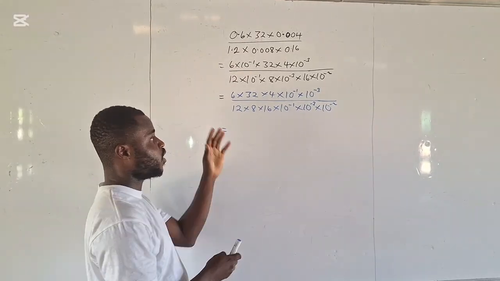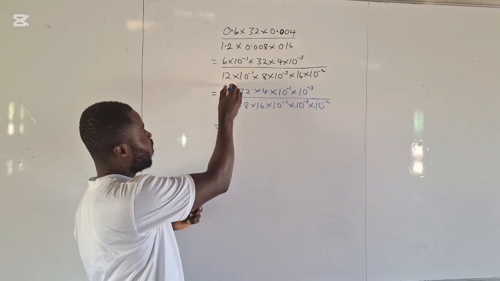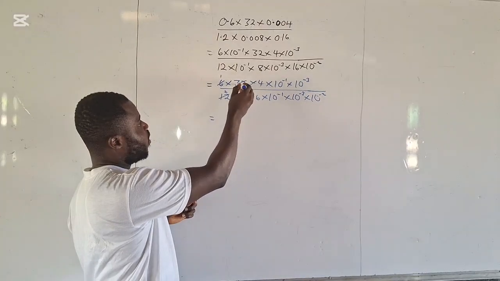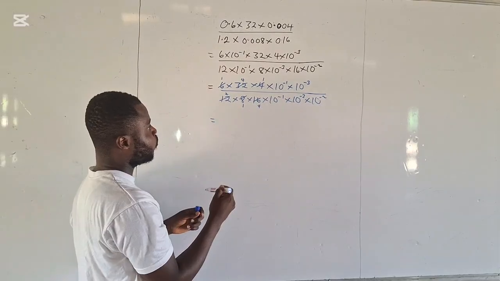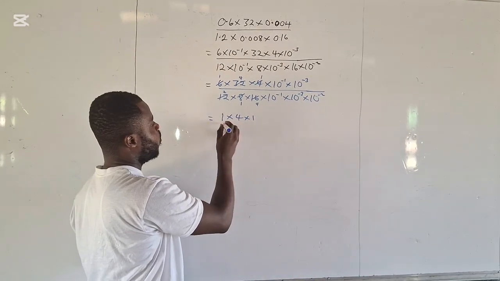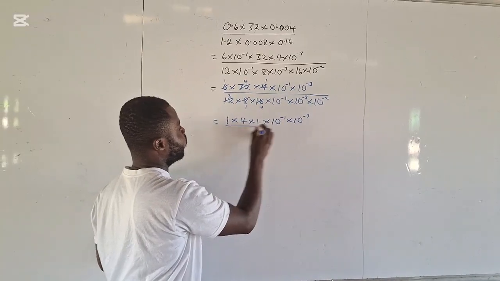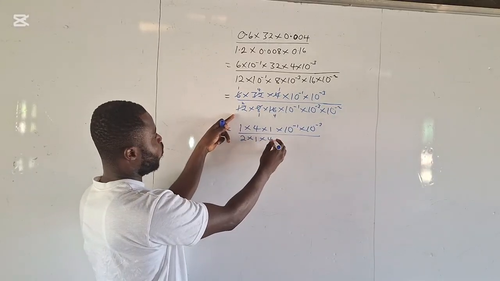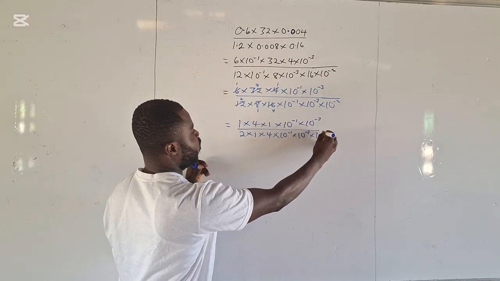Can any of the numerators and the denominators divide themselves? Yes. So now 6 can divide itself 1, divide here 2. 8 can also divide itself 1, it can divide here 4. Then 4 can also divide itself 1, it can divide here 4. So the whole numbers, we have 1 times 4 times 1, times 10 exponent negative 1 times 10 exponent negative 3. Then the denominator, we have 2 times 1 times 4 times 10 exponent negative 1 times 10 exponent negative 3 times 10 exponent negative 2.